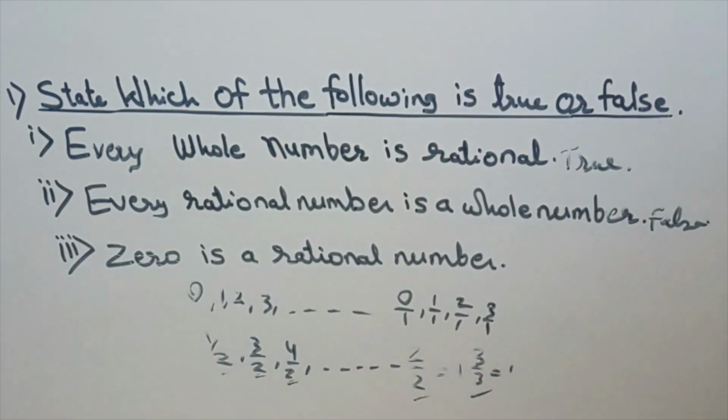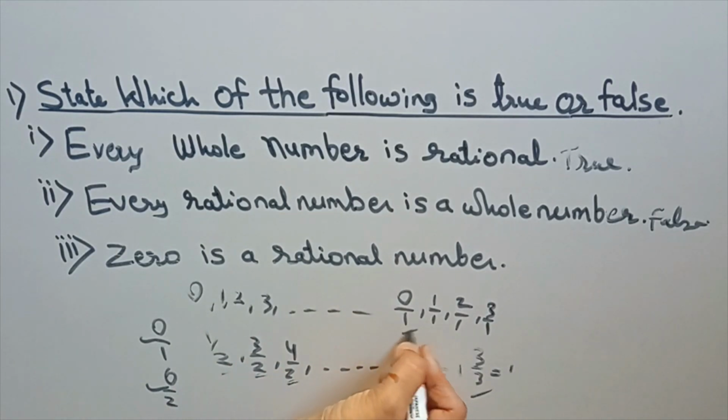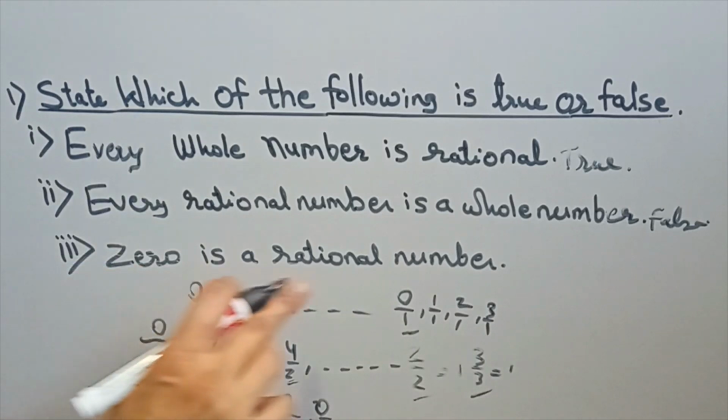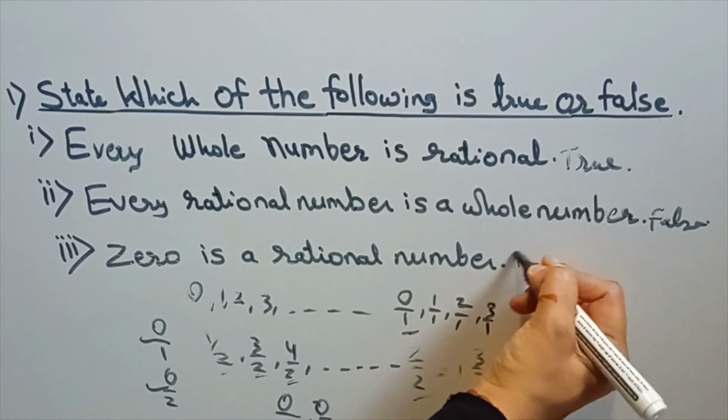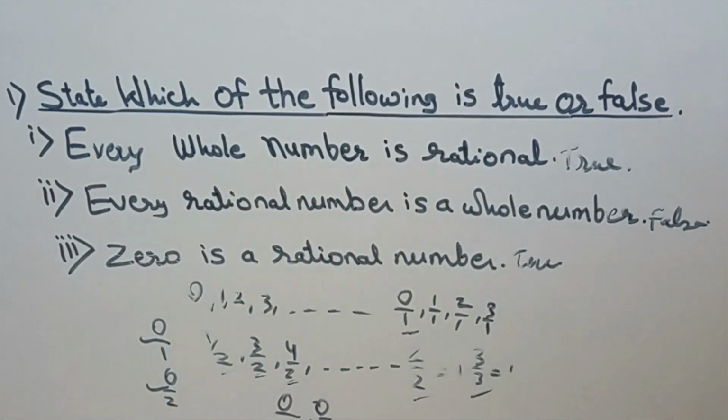false. Next: 0 is a rational number. 0 by anything, 0 by 1, 0 by 2, 0 by anything is 0 only. So 0 is a rational number, a whole number, and 0 by 1, 0 by 2 are rational. 0 is an integer, 1 is also an integer. So 0 is a rational number. Yes, this is true.